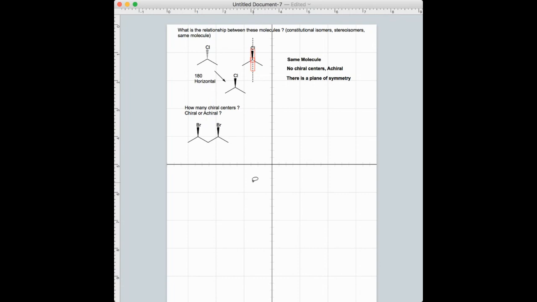Okay? So I'm going to show you. So it's a carbon that is sp3 hybridized. Okay, sp3 hybridized. So this carbon here has 3 hydrogens, cannot be a chiral center.